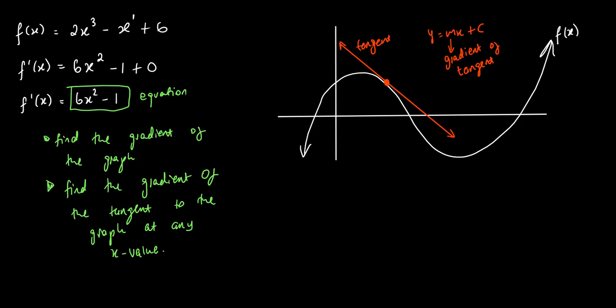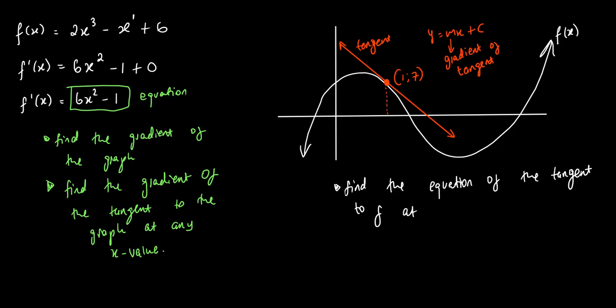So now, the problem would be, what if I know that the point here is (1, 7)? I know that the point there is (1, 7), but then can I use that point to find the equation of the tangent? Let's say the question said, find the equation of the tangent to f at x equals 1.